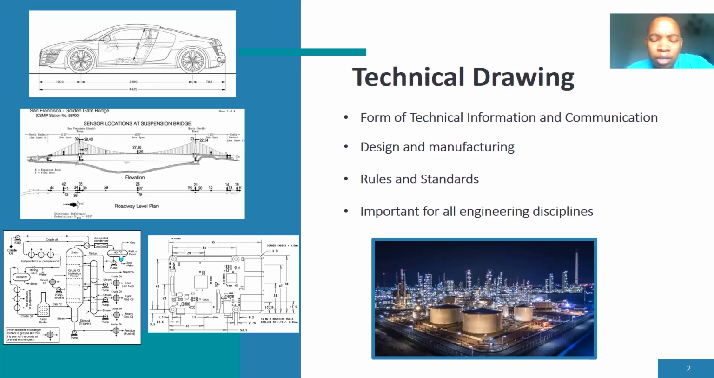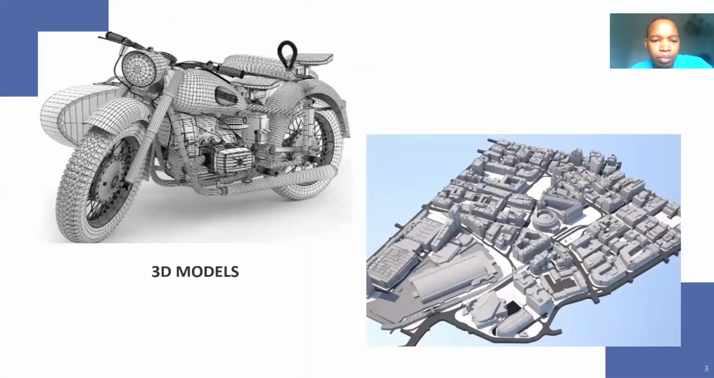And how do they communicate with each other effectively? It is through following a similar set of rules and standards. This ensures that in constructing this plant, a chemical engineer is able to interpret the design of an electrical engineer, and the electrical engineer can interpret the design of a mechanical engineer, enabling them to employ their expertise and add value to the final product. And that is why technical drawing is a skill that is important for all engineering disciplines.